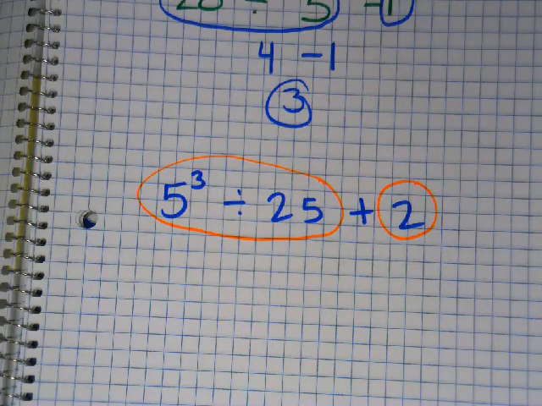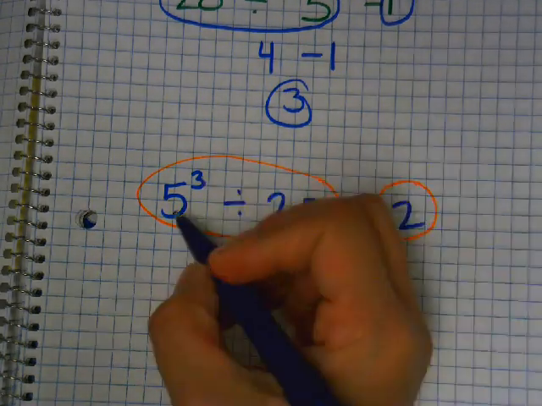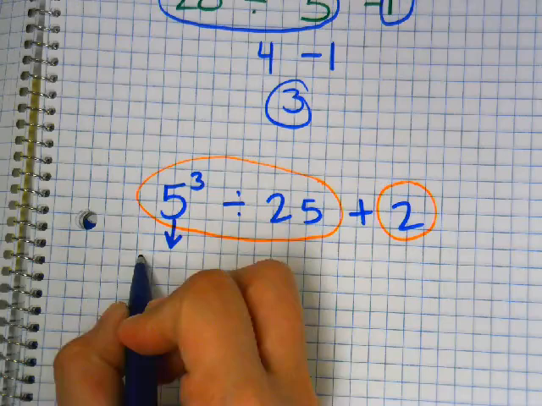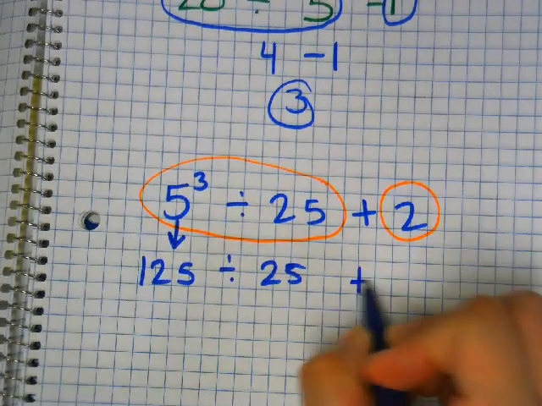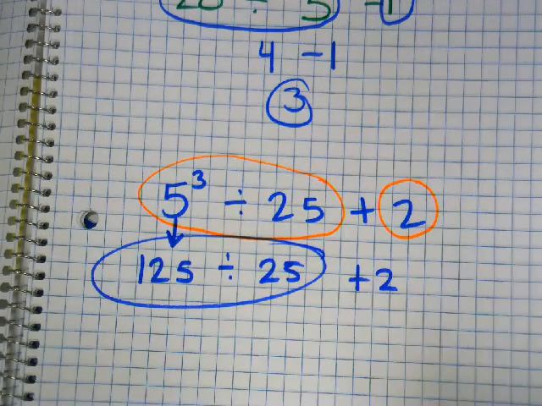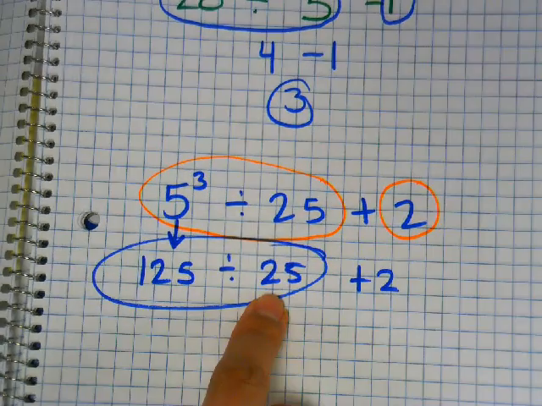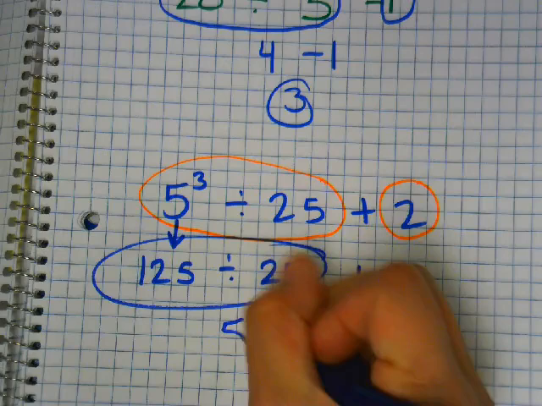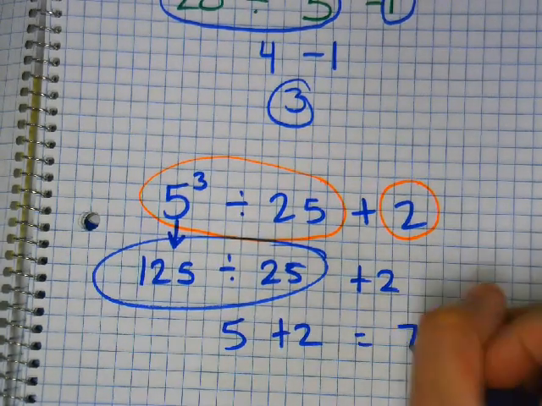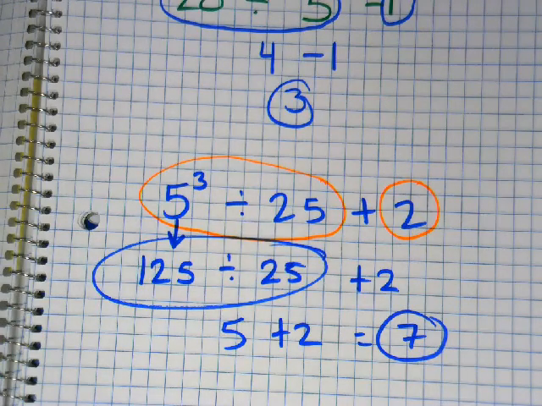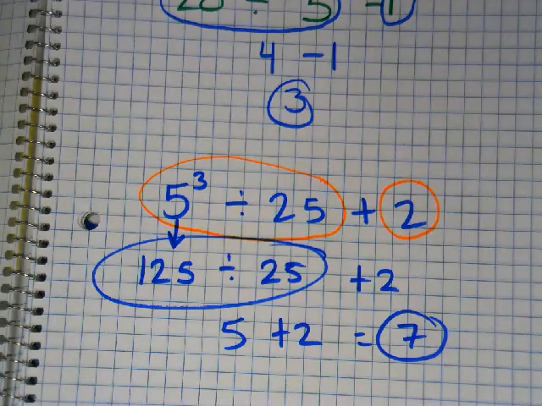5? 75? 125 is 5 to the power of 3. So 5 to the power of 3 is 125 divided by 25 plus 2. What's 125 divided by 25? 5 plus 2? 7. Okay.